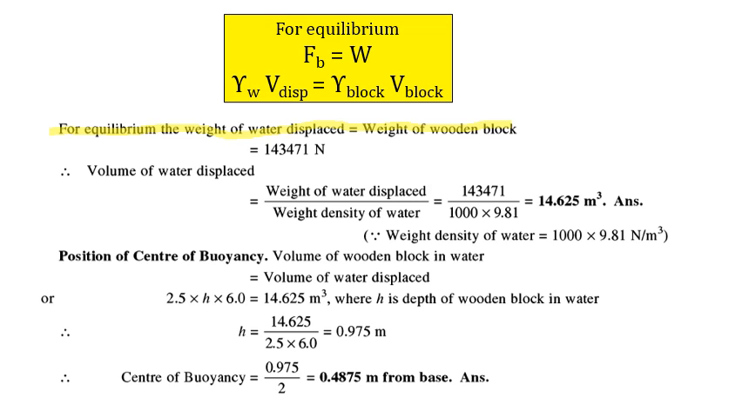So from here you will get the volume displaced, and for the position of center of buoyancy, you can equate it to the volume displaced, trying to find out this h. And as we know, the center of buoyancy is at the center of the volume displaced, so it will be at 0.975 divided by 2, which is 0.4875 meters from base.